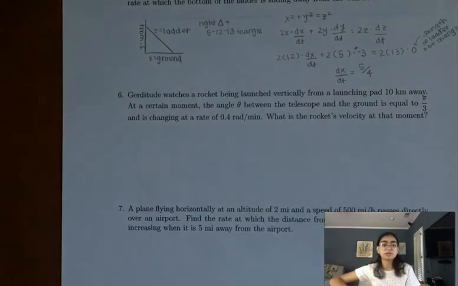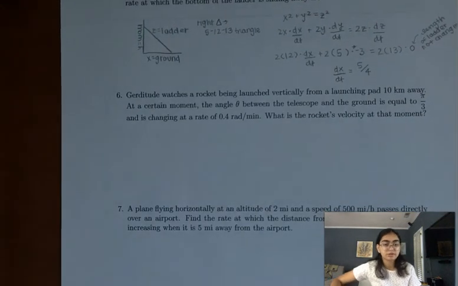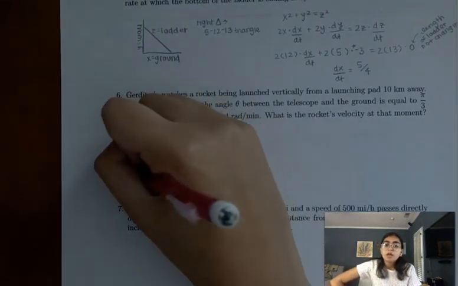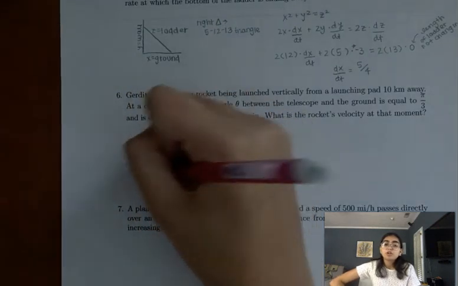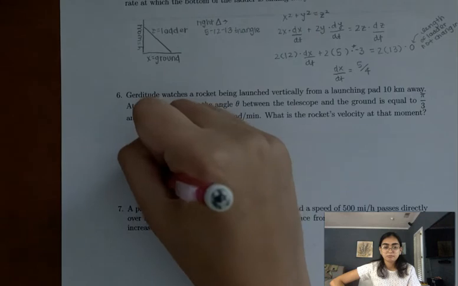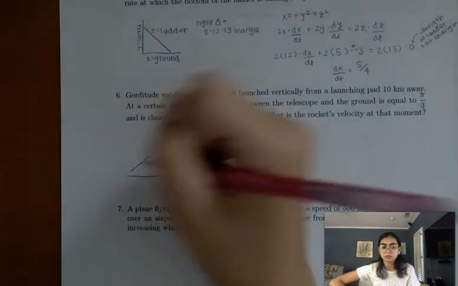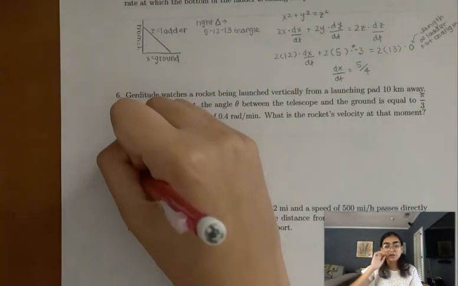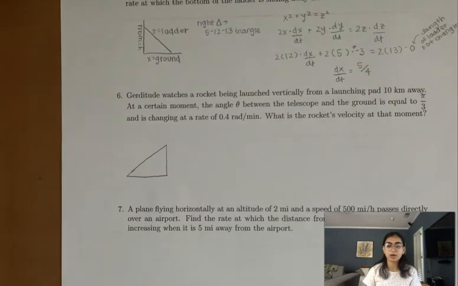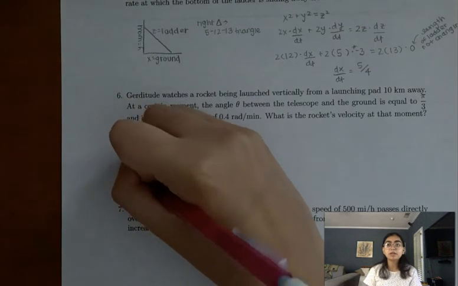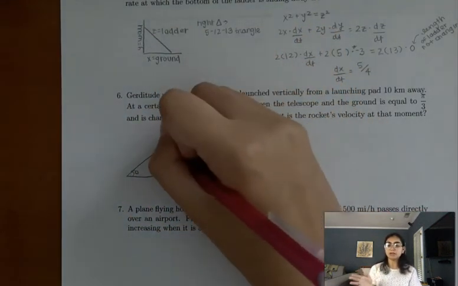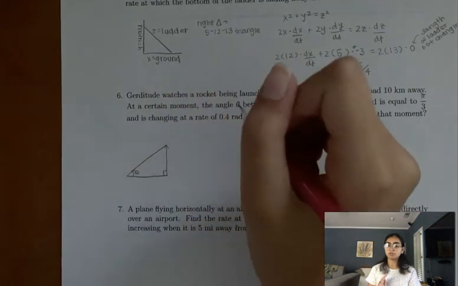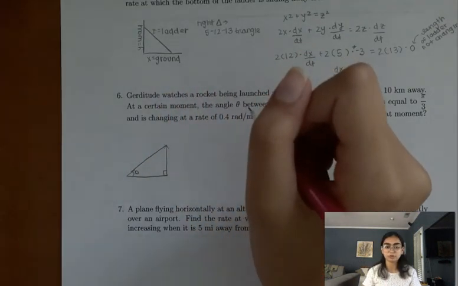Now we have number 6. So again, we're going to draw a picture like we did in the last problem. In this problem, a rocket is being launched vertically from a launch pad, and somebody's watching that rocket being launched. So this is going to be a triangle. I'm just going to go ahead and give you that heads up. It's going to be a triangle because somebody is looking up at a rocket, and that's a diagonal line, since the rocket was launched vertically, away from the person.